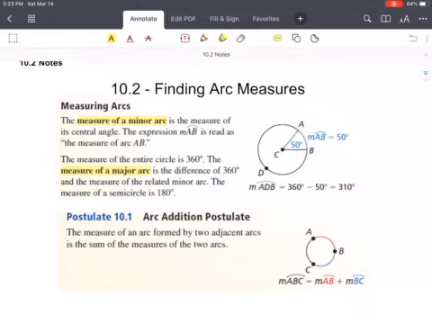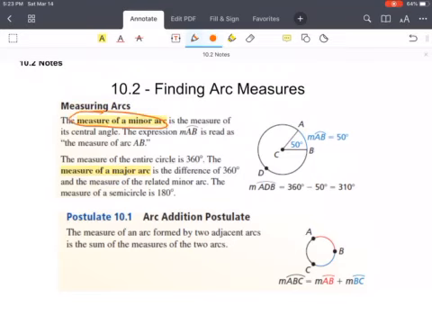All right, today we're going to talk about finding different arc measures within circles and how we name those arcs and looking at central angles. So first off, we're going to talk about the measure of a minor arc. In this particular case, when we're talking about minor arc AB, we're talking about the shortest distance on that circle to go from A to B.